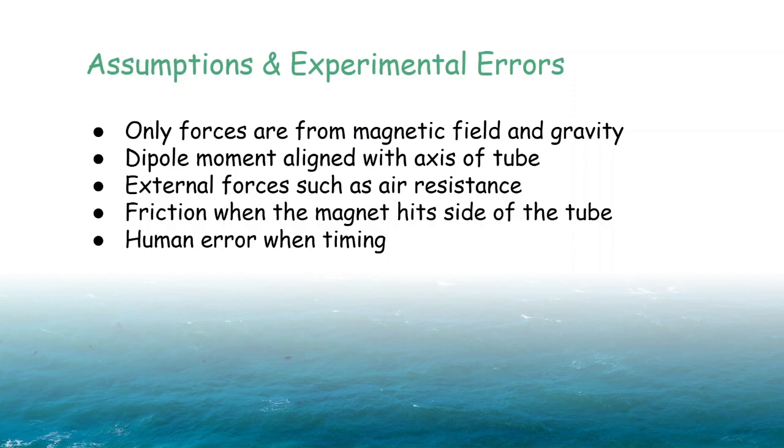Going to the assumptions and experimental errors, we're assuming that the only forces are from the magnetic field and gravity, and we're also assuming that the dipole moment is aligned with the axis of the tube at all times, so it isn't hitting the sides of the tube. And the experimental errors are that we're not factoring in external forces such as air resistance and friction when the magnet hits the side of the tube, as well as human error when timing.